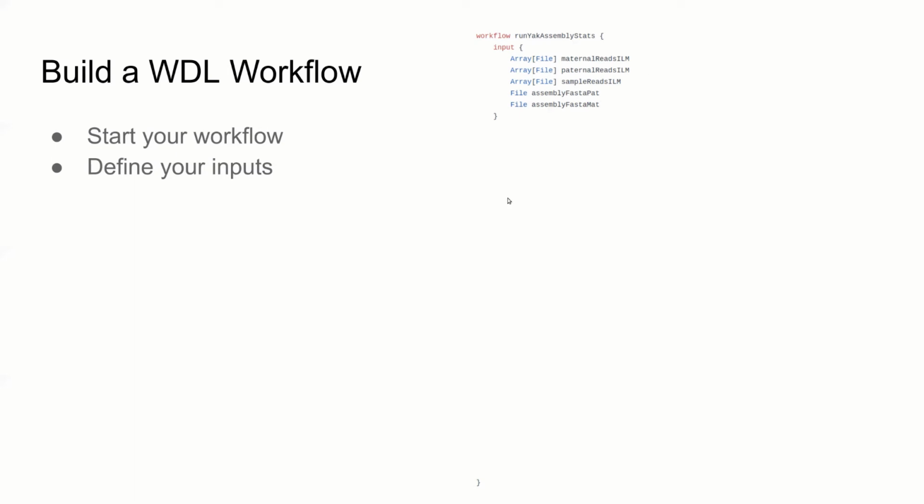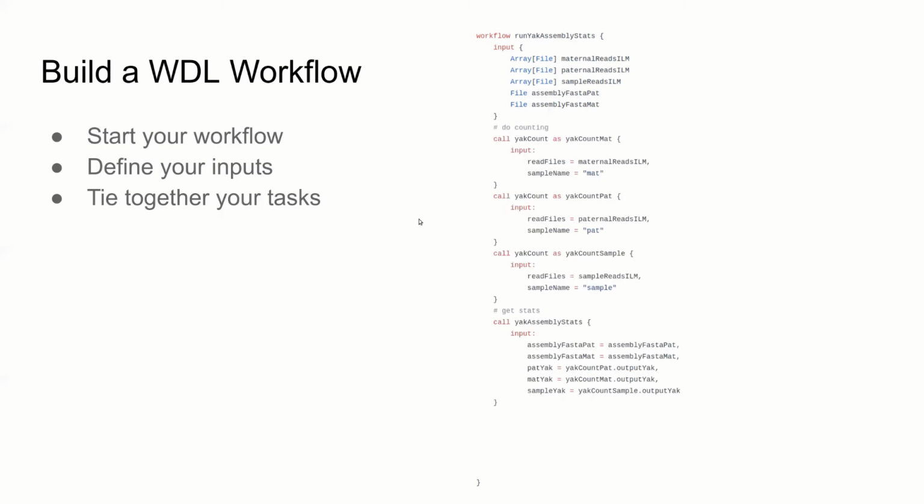Next, we tell the workflow which task to call. Here we call the task we just built, YAC count, on each of the data sets, giving a different identifier to each run. Each task has the required input file specified. Then we can take the output of each of these tasks and pass it on to a second task. I haven't shown you this one, but it's the one that generates the statistics we care about and is available on GitHub for you all to review.